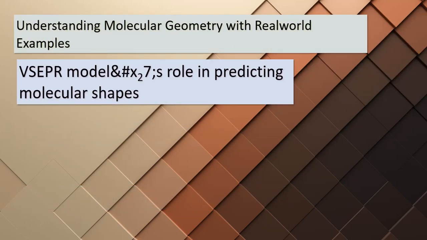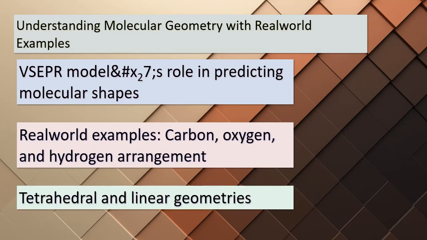Hello again, curious minds. Let's take a moment to appreciate the power of the VSEPR model in unraveling molecular mysteries. By examining our arrangement of carbon, oxygen, and hydrogen, we've uncovered the tetrahedral geometry around carbon and the linear geometry around oxygen. These shapes aren't just random. They arise from the fundamental principles of electron pair repulsion.